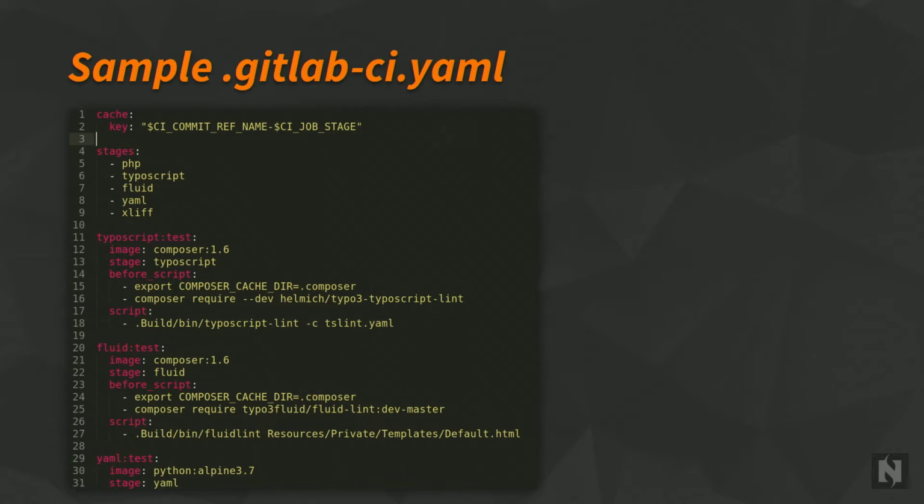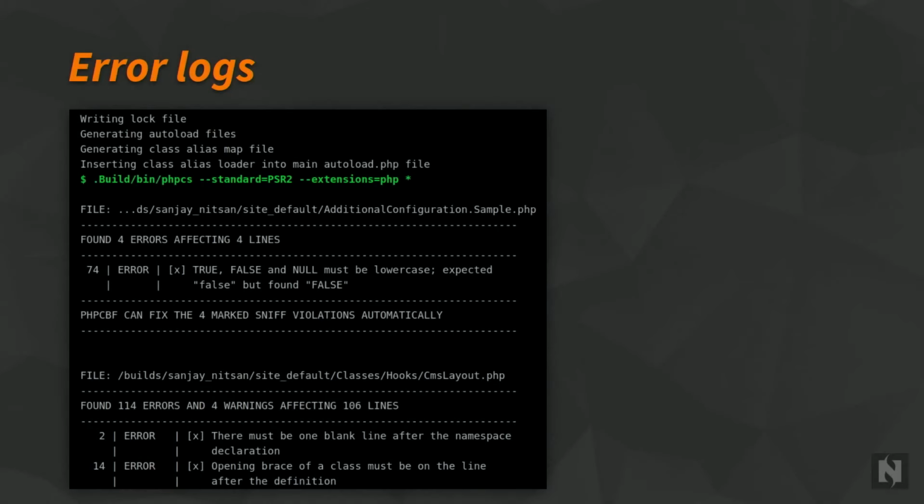GitLab CI is just a reference; you can set this into the CI. How many people use CI for deployment? Yes, that's very nice. You can just define your stages, like PHP, TypoScript, and in each stage you just configure the things. I will show you in the next slide. The error will look something like this, for example for the PHP PSR standard. So let's check them one by one.